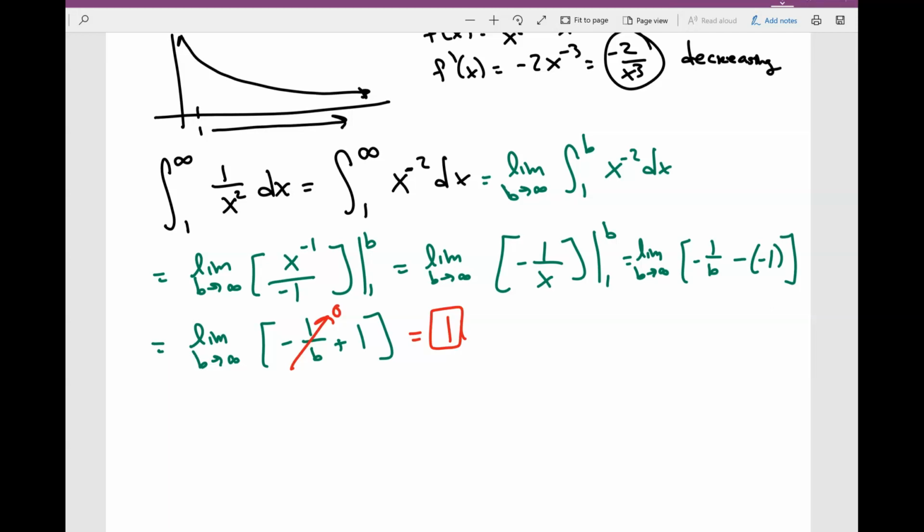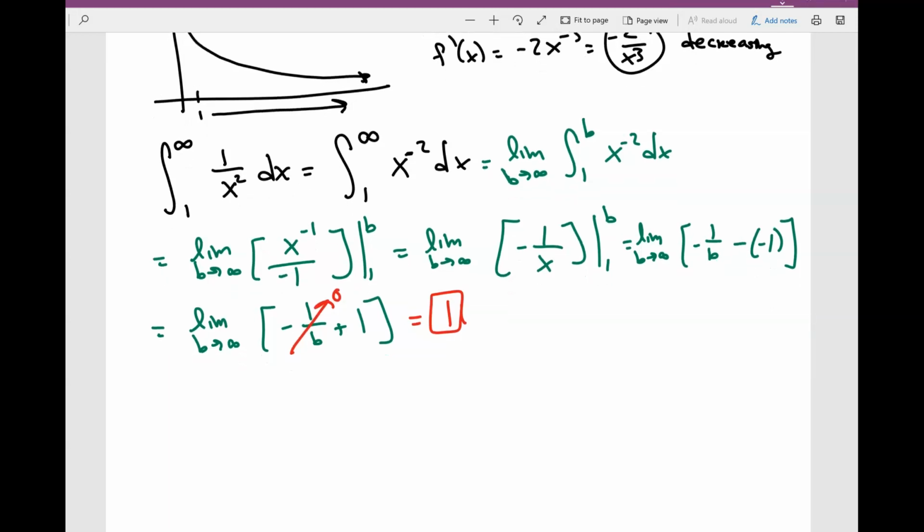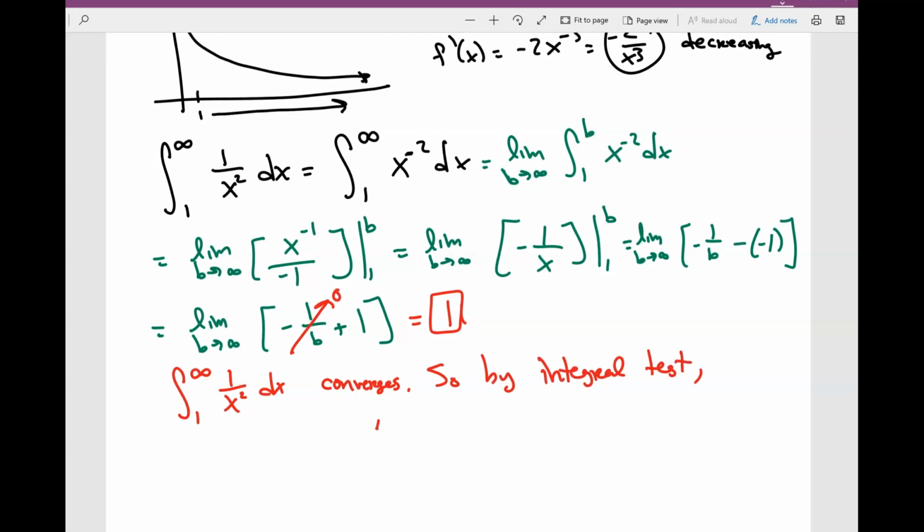Okay, so what does it say? Well, the improper integral, the integral from 1 to infinity of 1 over x squared dx, converges. So by the integral test, what does that tell me? The summation from n goes from 1 to infinity of 1 over n squared also converges.